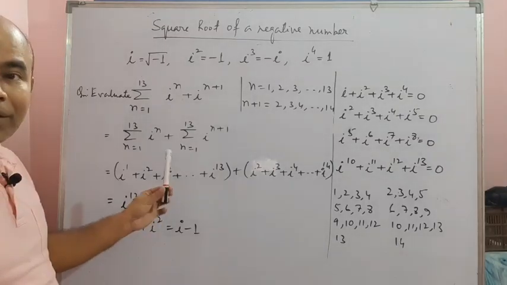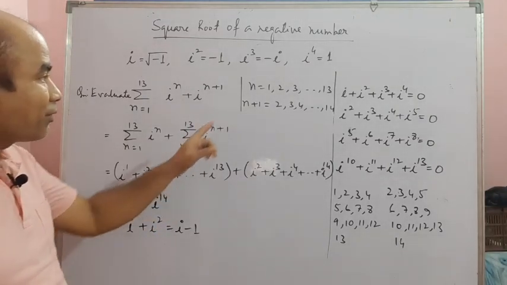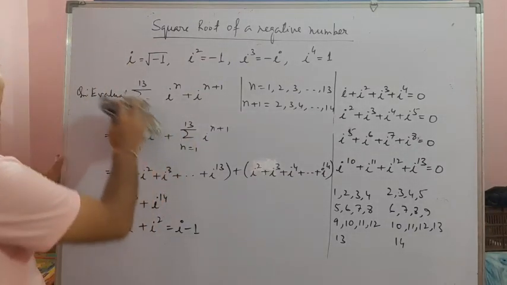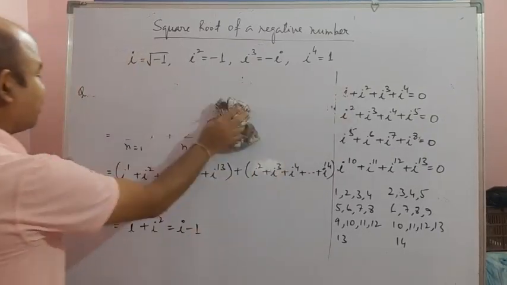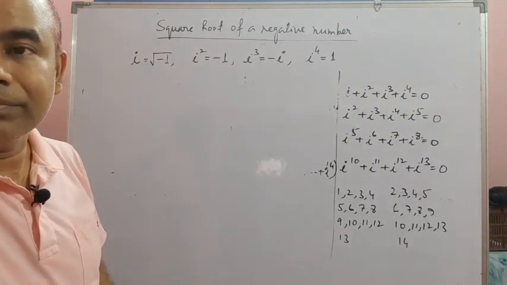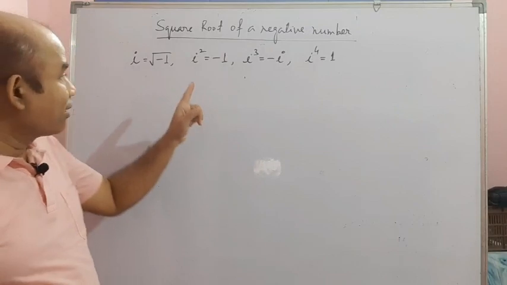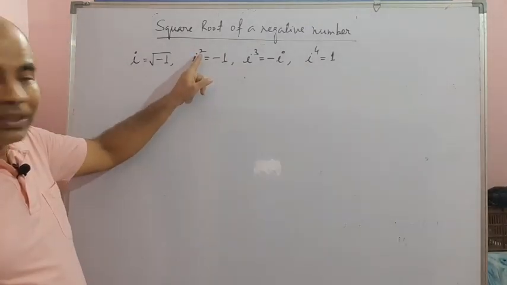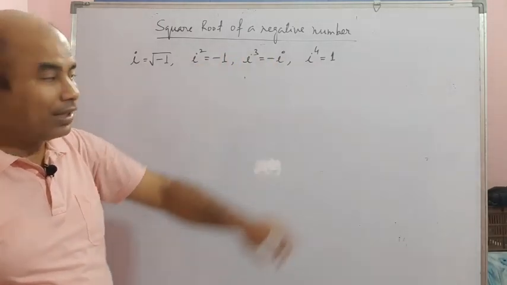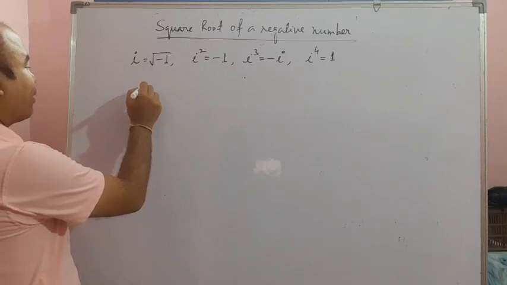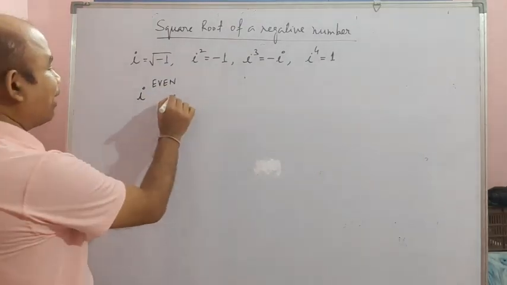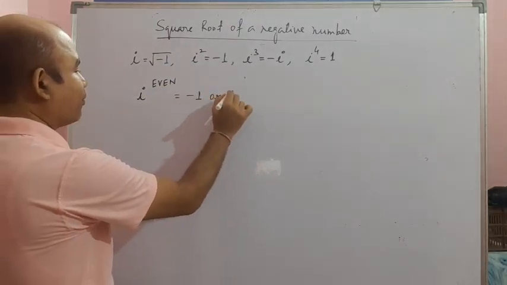So this question is based on this property which we have just discussed. Next, another one. One thing you have seen here: whenever the power of i is an even number, it may be 2 or it may be 4, the answer is either minus 1 or plus 1. So I can say that if i has any even power, then my answer will be minus 1 or plus 1.